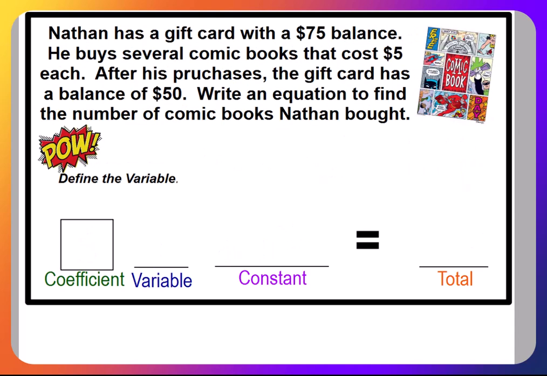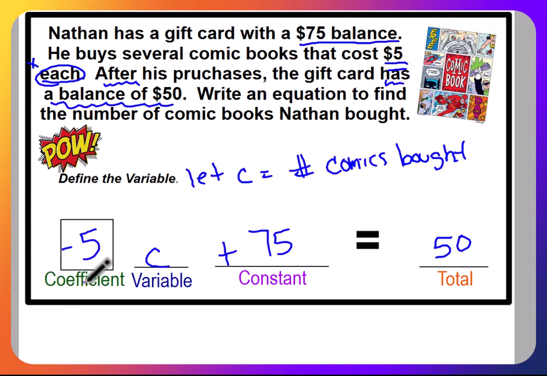Okay, so here's this next one. Nathan has a gift card with a $75 balance. He buys several comic books that cost $5 each. After his purchases, the gift card has a balance of $50. Write an equation to find the number of comic books that Nathan bought. Okay, this one you do get to define the variable because it doesn't tell you the variable. So pause the video, go ahead and solve this, or not solve it, but write your equation, then come back and check to see how you did.